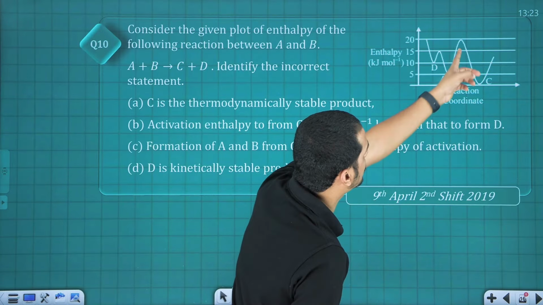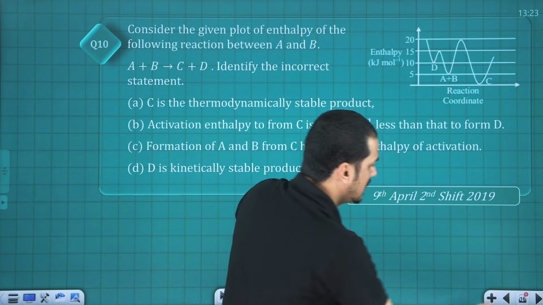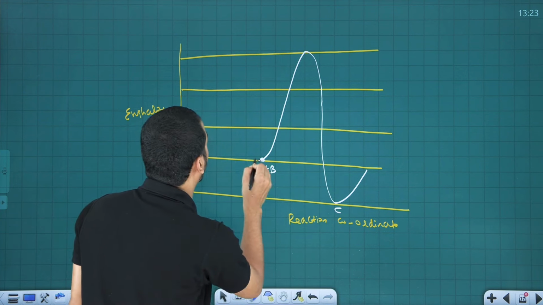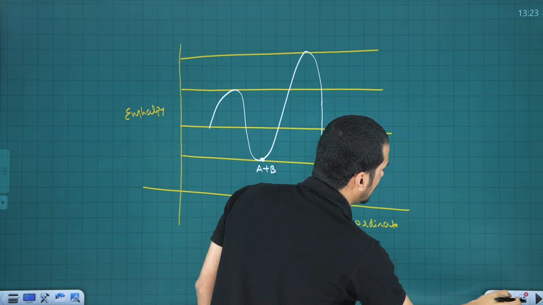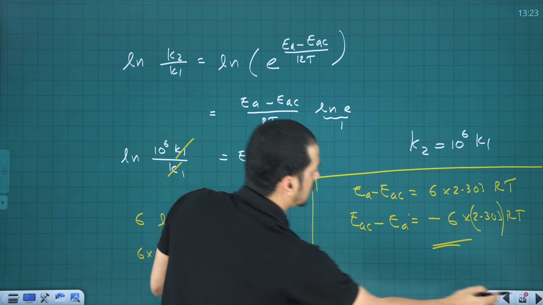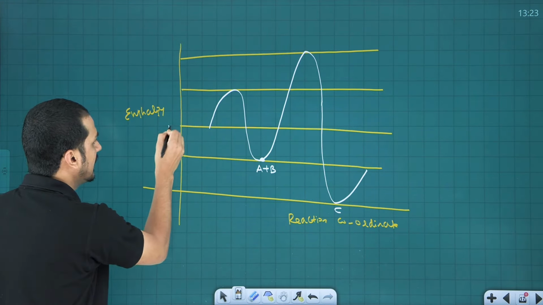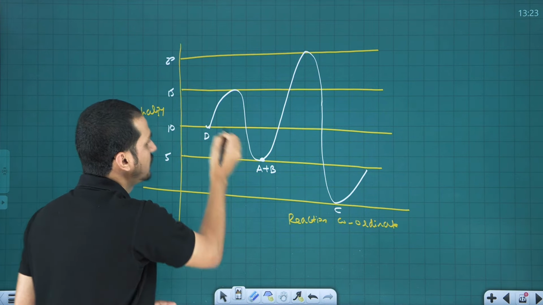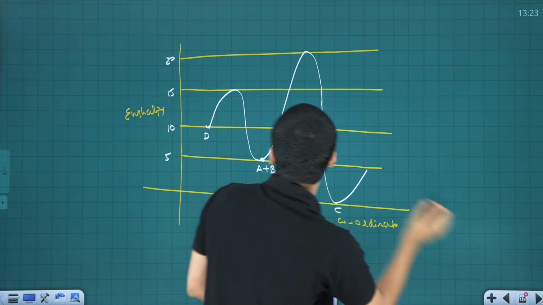Next, again, A plus B is forming D. First they have to increase their energy. They are going like this. I can draw like this. It will go up to here, then it comes to here. So that is going up to 15, then coming to 10. Correct? This is 5, 10, 15, 20. Here we are getting D, and after getting D, again it is going up. So that's the idea.